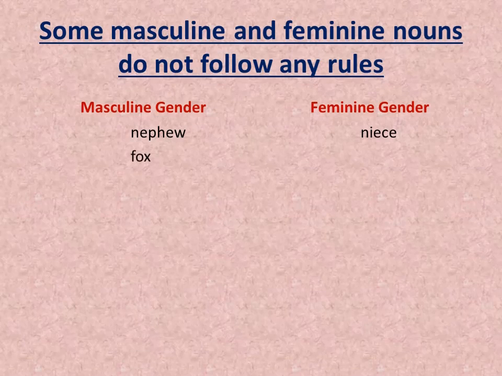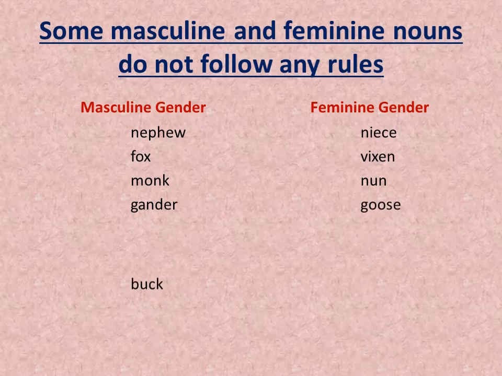Next one, fox. Its feminine gender is vixen. Monk, nun. More examples are there. You can go through it. Gander, goose. Buck. What do you mean by buck? It's a male deer. Doe. It's a female deer. Colt. Colt means what? Male horse. And the female horse is filly.